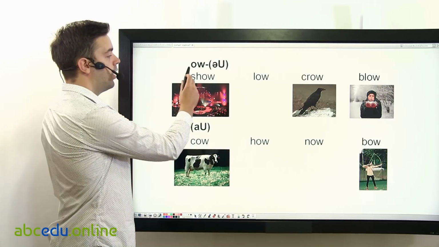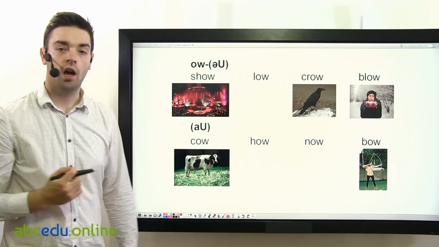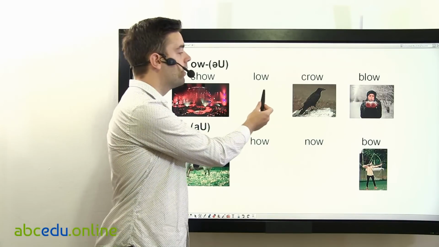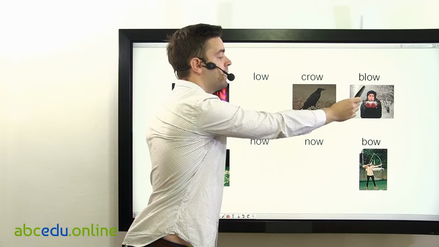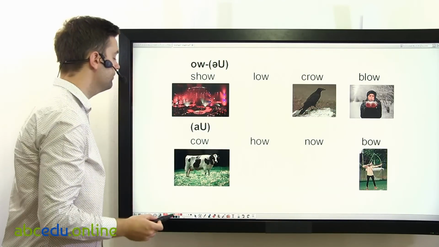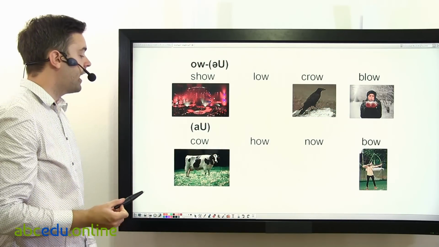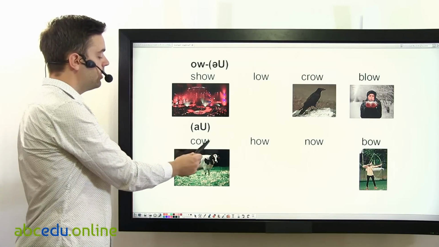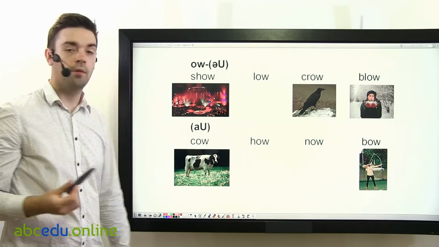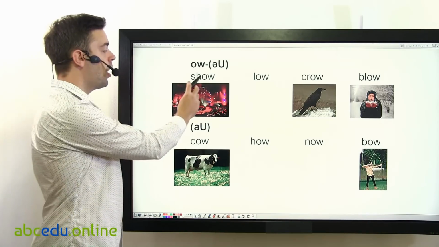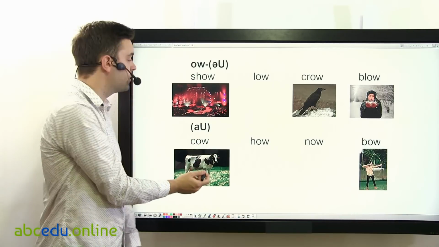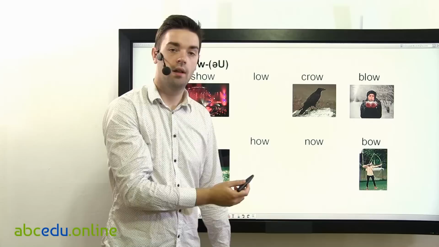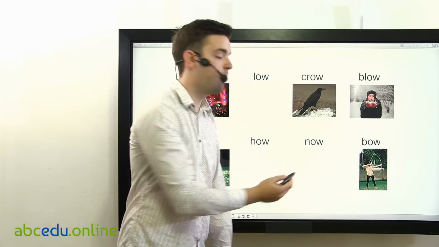When you join O and W, you get an O noise. So show, low, crow, and blow. When you join O and W, you can also get another sound. So ow. So instead of O, you can have ow as well. So cow, how, now, and bow.